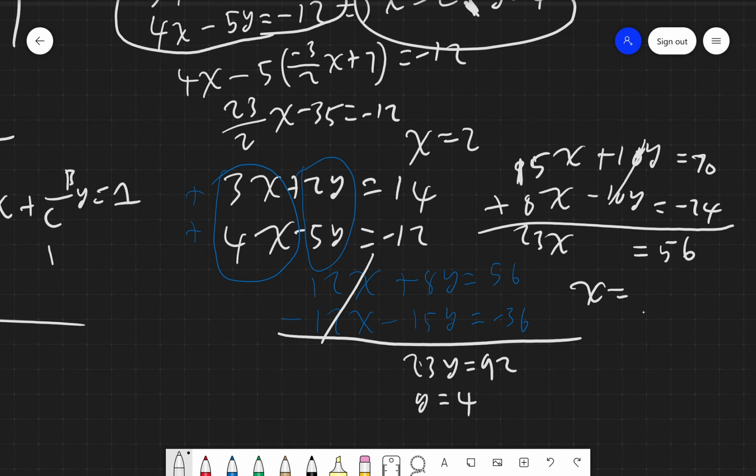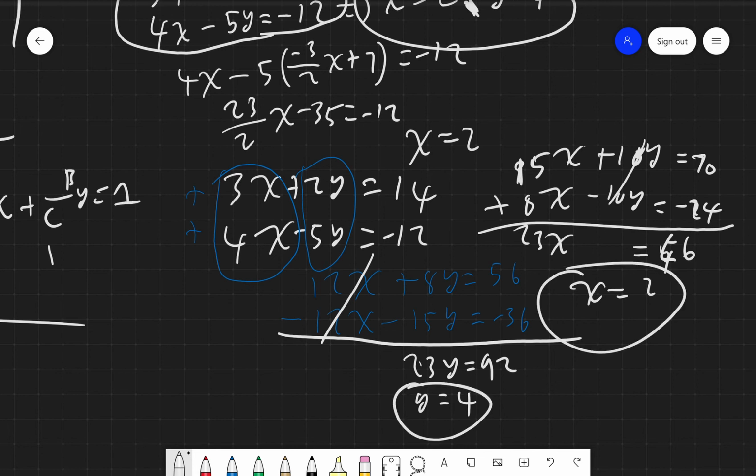Wait, what did I do wrong? Sorry, no, this is 46. You get 2. Cool. And then we can substitute it in.